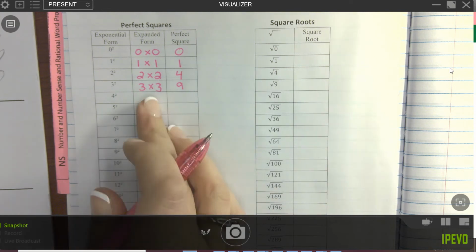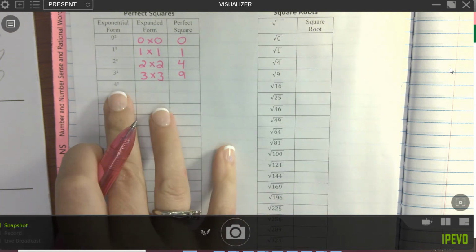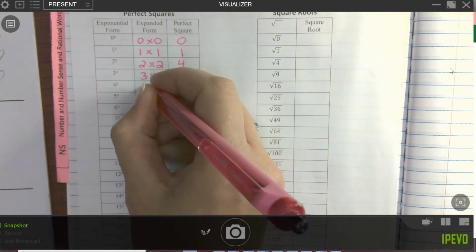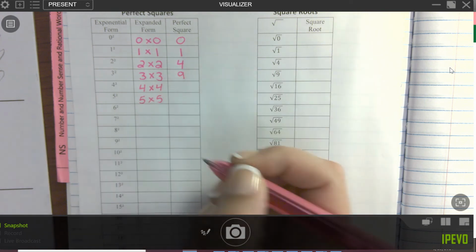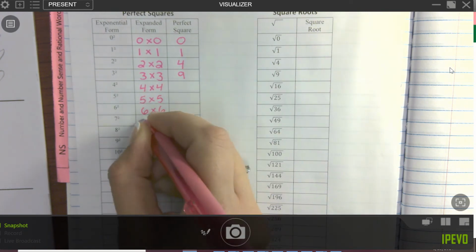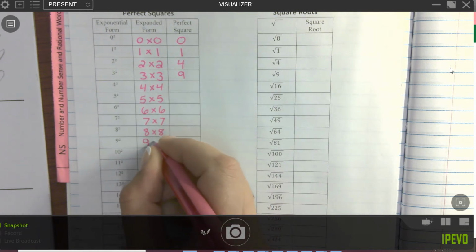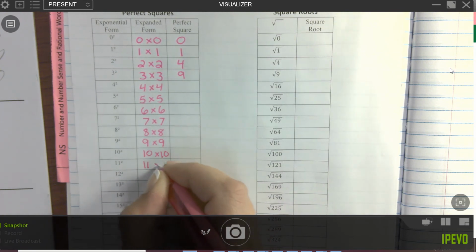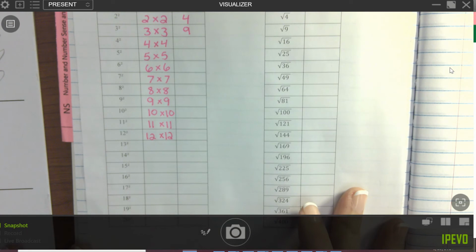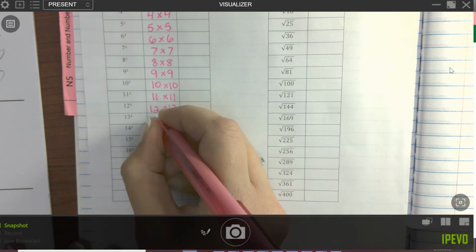But first thing you want to do is go ahead and fill out everything in expanded form first, because that's the easy part. So whatever number is squared, I just multiply it by itself. So 4 squared, 4 times 4, 5 times 5. And you can take a second and do this on your own. And you'll be responsible for knowing all the way to 20 squared. So that's what we have in our notes.